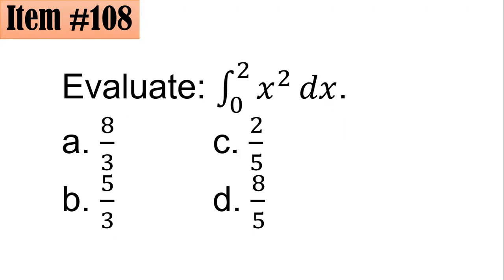Tignan po natin. So, all we have to do, no, this time, earlier, we did not have lower and upper limits. But since we have lower and upper limits po, na 0 at saka 2 respectively, then hindi na po natin kailangang maglagay ng plus C. Kasi this time, it's a definite integral. For this one po, we will actually integrate. Ano po yung integration ng x squared dx?